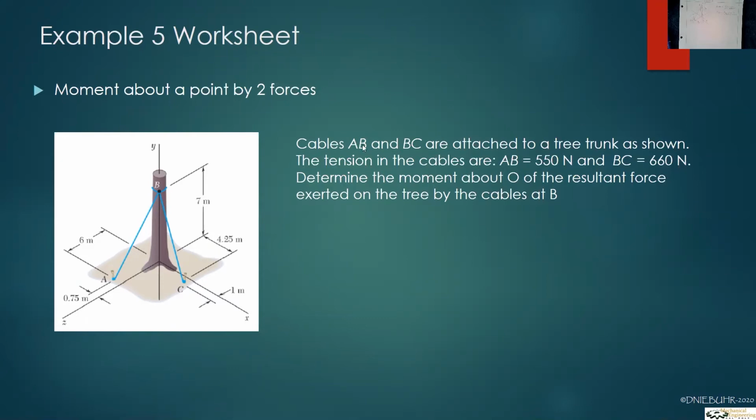So first figure out what tension AB, tension BC are in vectors. Figure out the vector going from O to each of the forces. So you could go from O to A and O to C, or more likely, I would recommend going from O to B since it's a common one. Then you only do one. Do your cross products, add them together, and you have your answer. So take a few minutes, work this one out, and then when you're ready, replay the video, and I'll show you how to solve it.